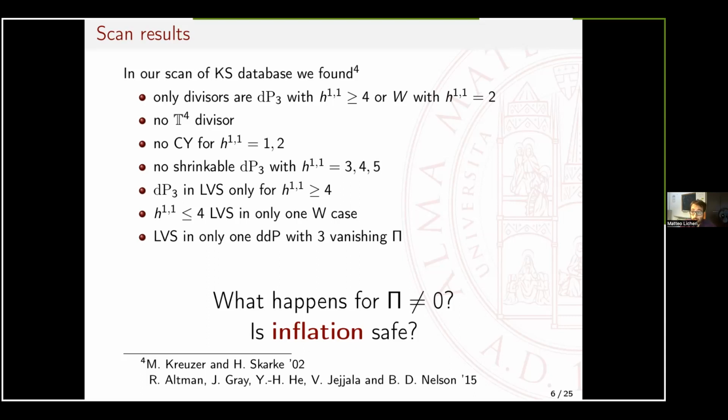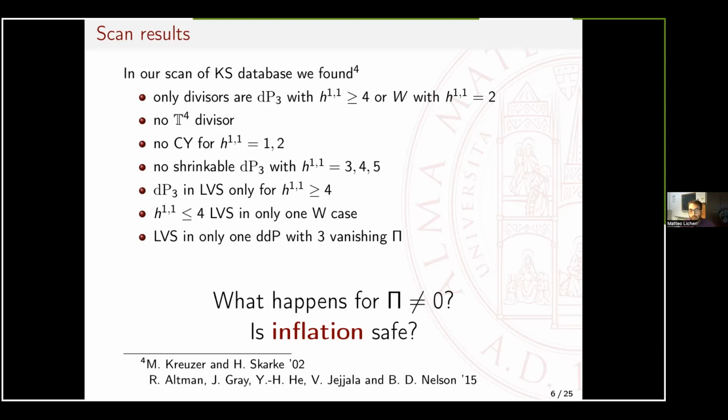And then the only dP3 that can sustain LVS, also with the diagonal del Pezzo, is found only for h11 bigger than or equal to 4. While for the cases with h11 smaller than or equal to 4 with LVS, we found only 1 case with a Wilson divisor, and only 1 case with a diagonal del Pezzo, and 3 vanishing Pi's were found with LVS. So in principle, we cannot have Pi equals to 0.